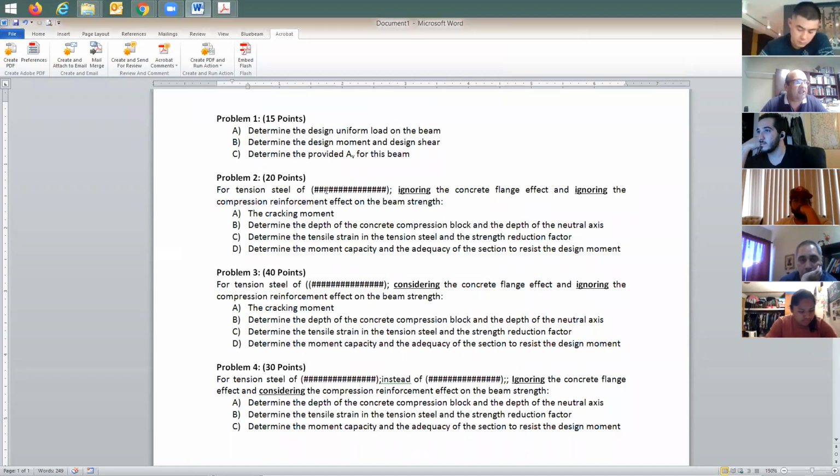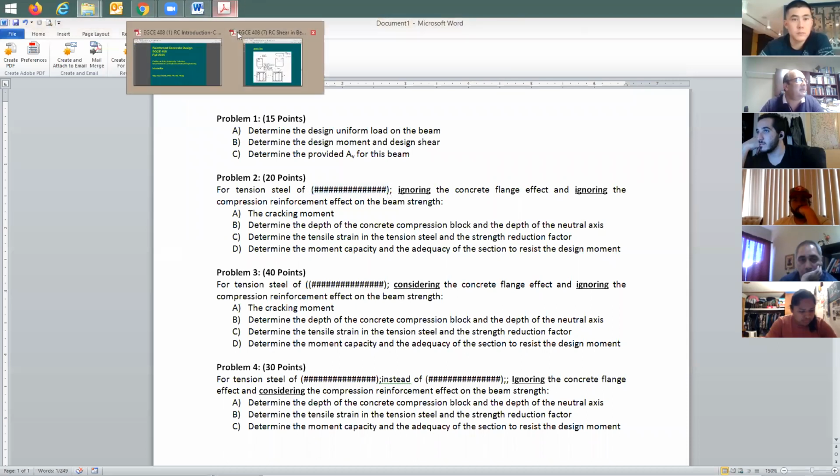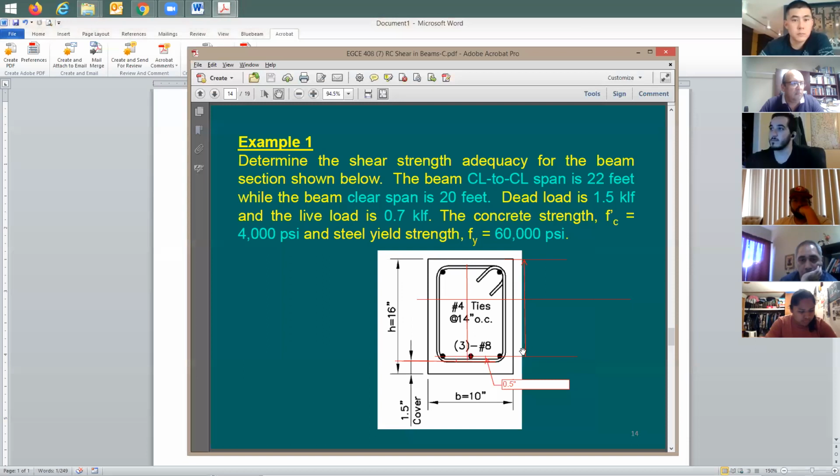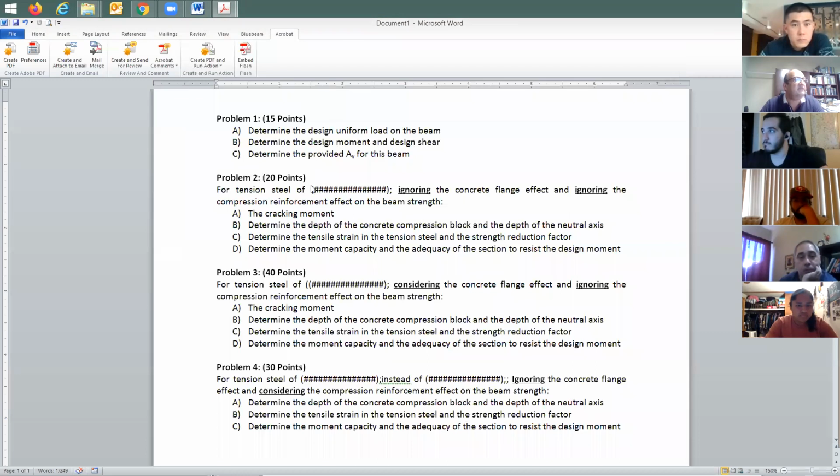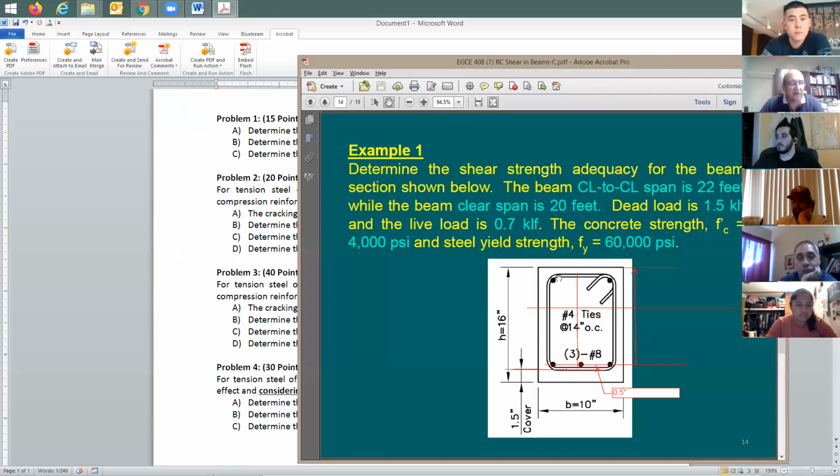So go to the first 3 items. It says here for this, tension reinforcement is going to be shown to you. Let's say, if you like to look at this example, let me put it back. How much is the tension reinforcing? Can someone help me here? 3 number 8s. Okay, very good. This is all what you need to do. For this 3 number 8, ignoring the concrete flange. What do you mean by ignore concrete flange? Which means treat it as just a rectangular section. This is all what I'm saying, right? And ignoring the compression reinforcement. This compression reinforcement, just ignore it as if it is not there.